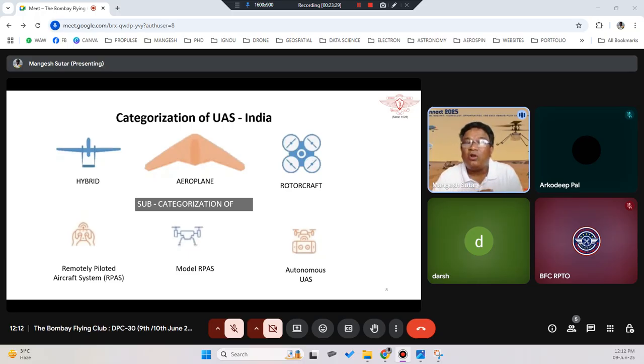Okay, whereas model RPAS belongs to those certifications where aero modeling people fly. Okay, so only certain aero modelers, but again aero modelers can be classified as remotely piloted aircraft systems also. Okay, so model RPAS is only for aero modeling kind of thing or models which are not type certified, or you are flying only for testing or development or recreational purposes with a weight limit of 25 kg or below, and you are only flying under visual line of sight. That can be only subcategorized as model RPAS. Okay, so that is the definition of the subcategory model RPAS.